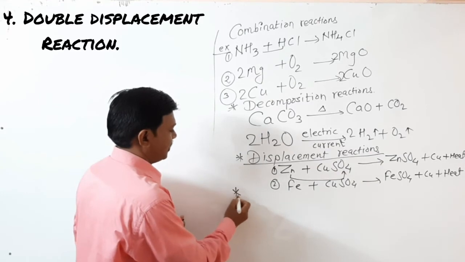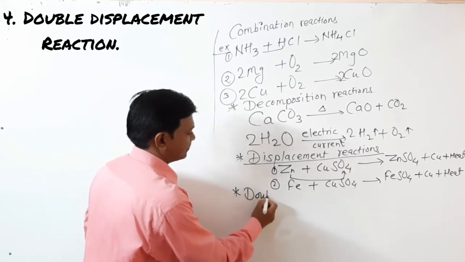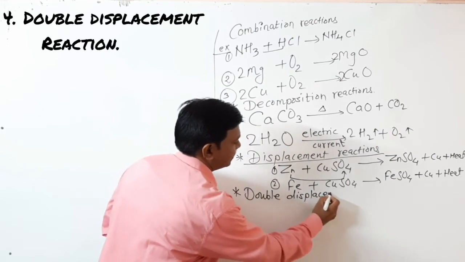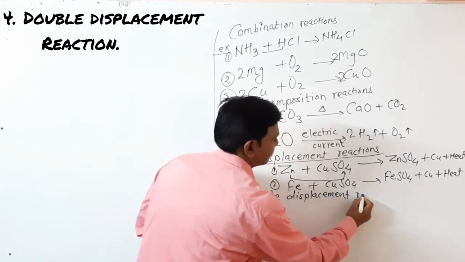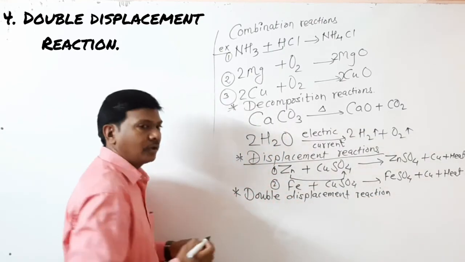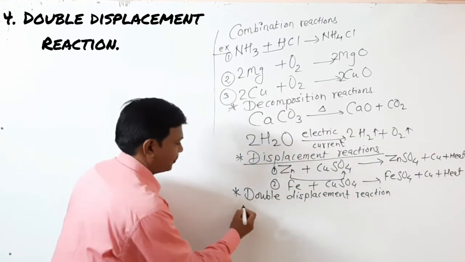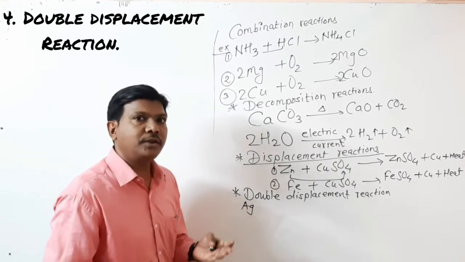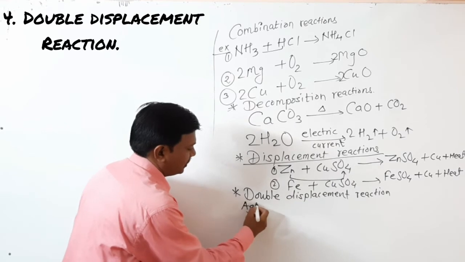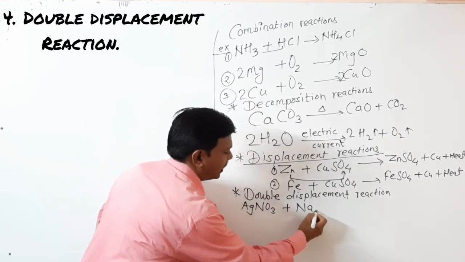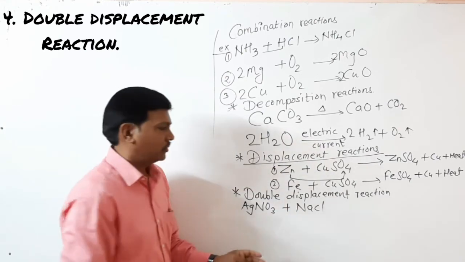So fourth type is double displacement reaction. So silver nitrate, formula: Ag silver and NO3 nitrate group. So AgNO3 plus sodium chloride, NaCl, that is sodium chloride.